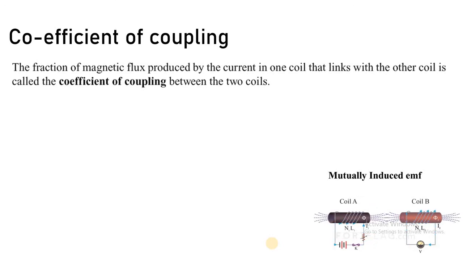When 50% flux lines are linked with coil B, we say the coefficient of coupling is 0.5. And suppose coil B is so far away, the distance between coil A and coil B is very large, then coil B is unable to link the flux provided by coil A. So there are no flux linkages to coil B. If there are no flux linkages to coil B, then we say the coefficient of coupling is 0%. It means the coefficient of coupling is 0.